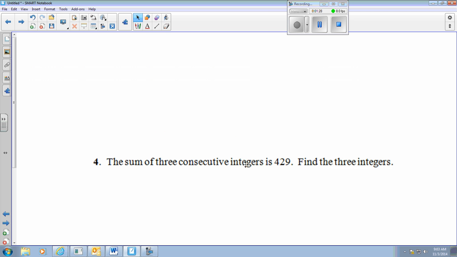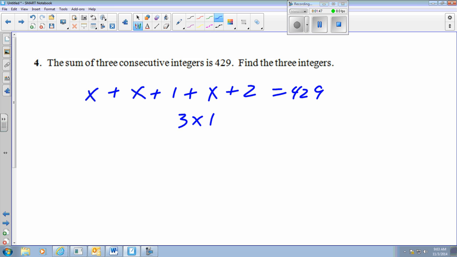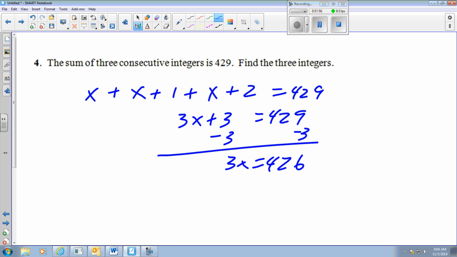Number 4. We have the sum of 3 consecutive integers is 429. We know the first integer is x, the second one is x plus 1, the next one is x plus 2. The sum of them means you're going to add them together to get 429, giving me 3x plus 3 equals 429, minus the 3 from both sides. I get 3x equals 426. If I divide by 3, I get 142. So that means that x is 142, x plus 1 is 143, and x plus 2 is 144.